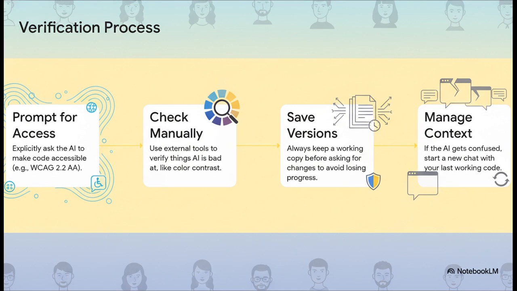3. Save your versions. Seriously, always keep a working copy so you can go back if the AI messes something up. And 4. Manage the context window. If the AI starts acting confused, it's probably hit its memory limit. Just start a new chat with your last working code. It's like giving it a fresh start.